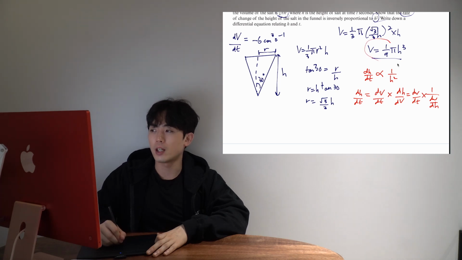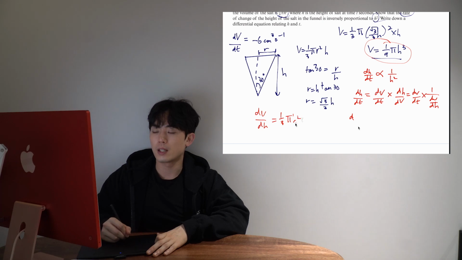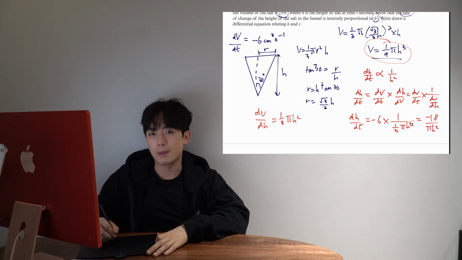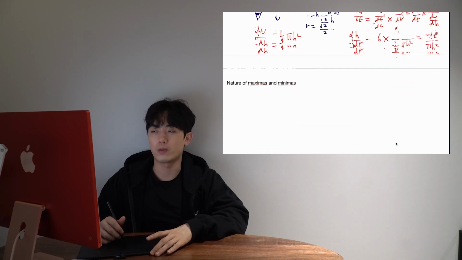Luckily, we found v earlier. V is this. So therefore, dv by dh is just going to be 1/3 pi h squared. So therefore, dh by dt is dv by dt, which is -6, multiplied by 1/(1/3 pi h squared), which just gives us -18/(pi h squared). And the fact that 18 and pi are both constants, we've shown that dh by dt is inversely proportional to h squared. Okay. So when dealing with these questions, just always make a note of these important words they give you in the question.